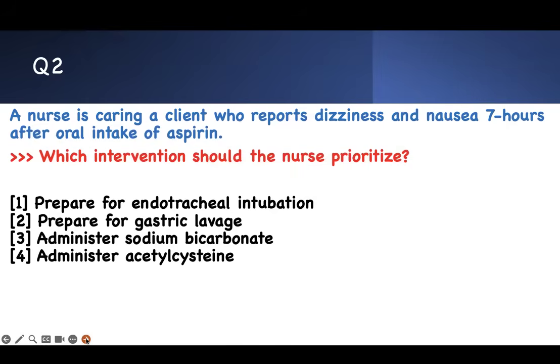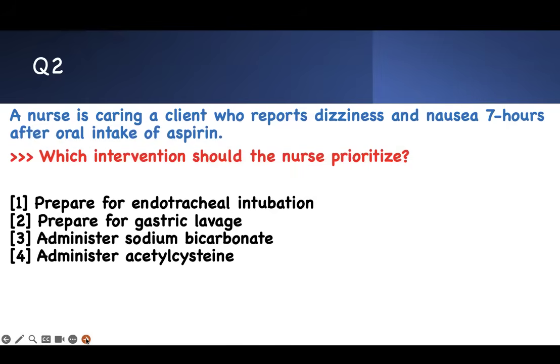If you give this medication to the patient, what would you do? Intubate them, gastric lavage, sodium bicarbonate, acetaminophen. That's the key strategy. Number 4, acetaminophen is for acetaminophen overdose. Therefore, it's gone. Aspirin is not acetaminophen. Now you're left with 3 choices. What do you think? Unless the patient has respiratory distress, you don't need to intubate the patient. 1 is gone. 2 and 3 are left. Now, what do you want to do?